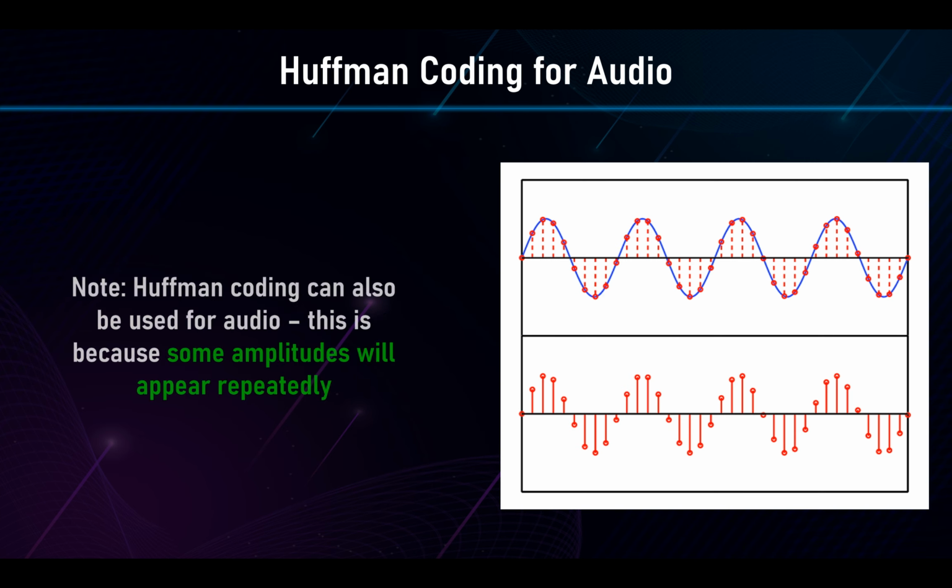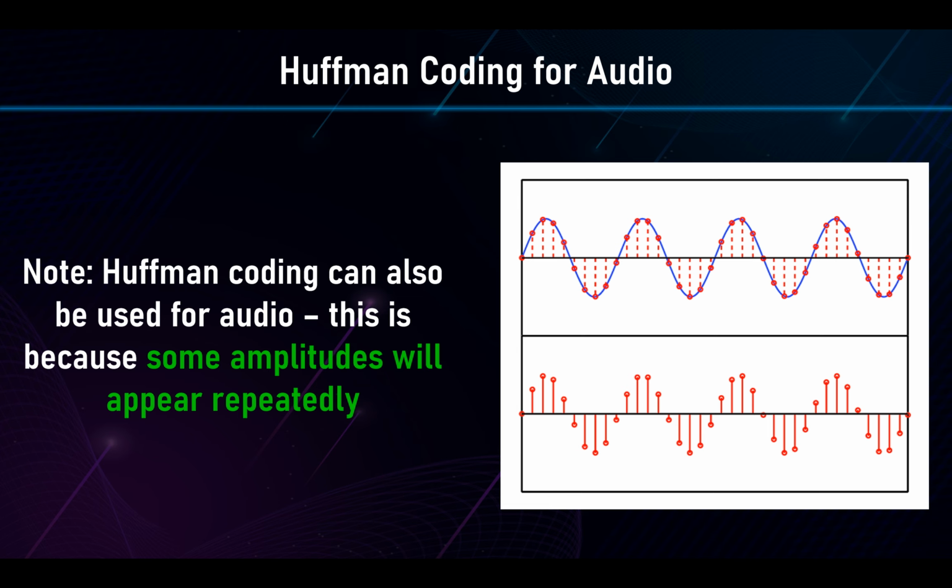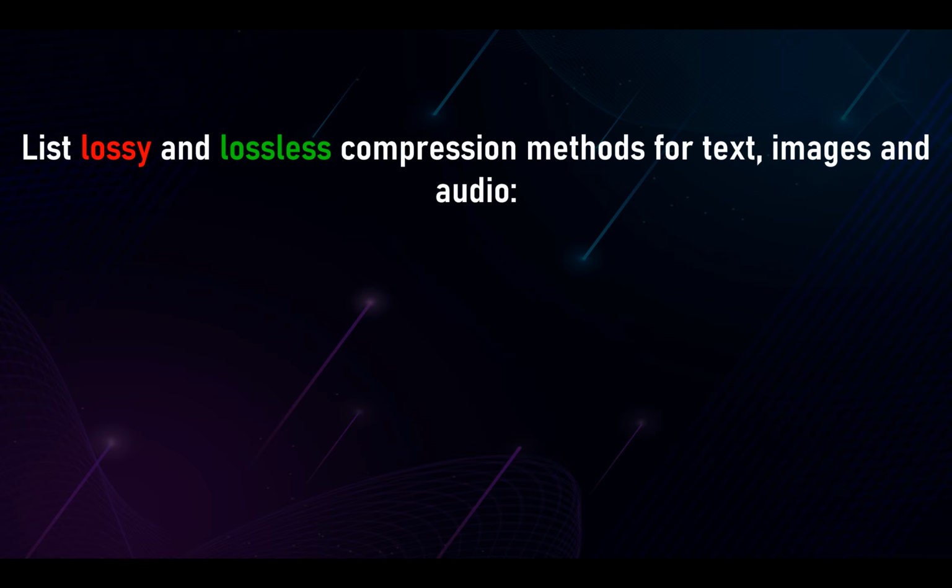And then we said this can be used for audio, and the reason is because some amplitudes will appear repeatedly, which you can see here in this little graphic. So let's say we then just want to have a recap: list the lossy and lossless compression methods for text, images, and audio.